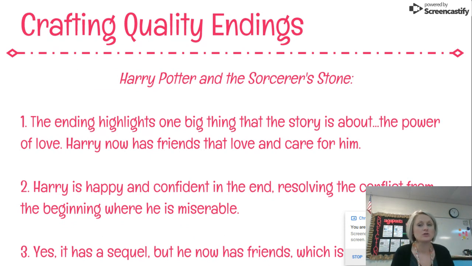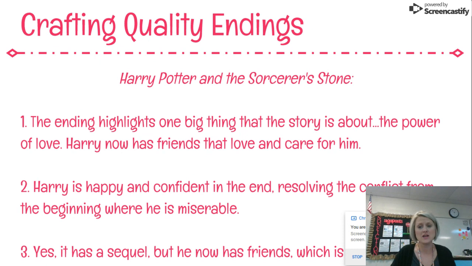Thinking about Harry Potter and the Sorcerer's Stone. We've looked at Harry Potter a couple times this year, talked about his story and the things that we like about how J.K. Rowling writes. But with Harry Potter and the Sorcerer's Stone, which is the first book, the ending highlights the big thing that the story is about, the power of love. With that first book, at the beginning, Harry doesn't feel like he has any friends or anybody who cares or wants to be around him. But by the end of the Sorcerer's Stone, he has Hermione and Ron to rely on, to care and help care and love for him, just like all the other teachers at Hogwarts.